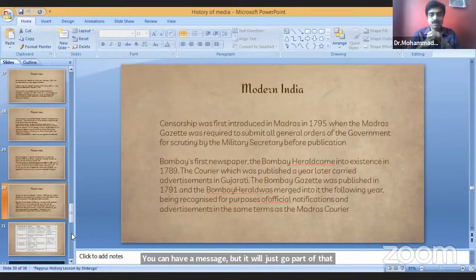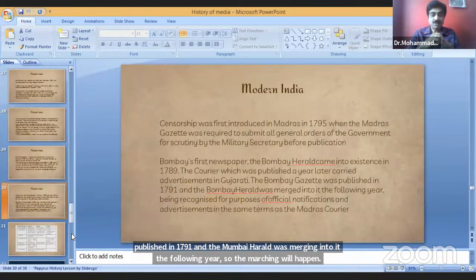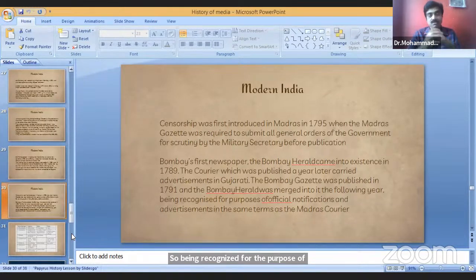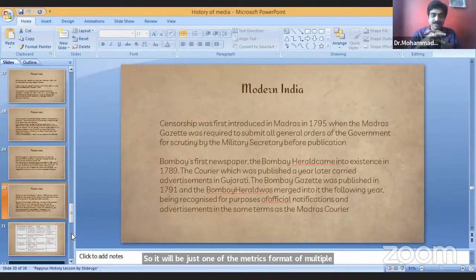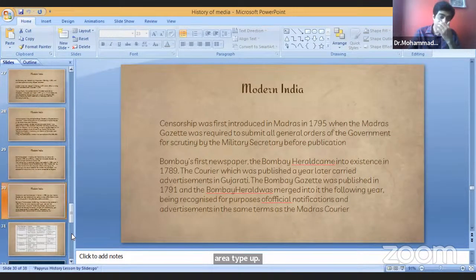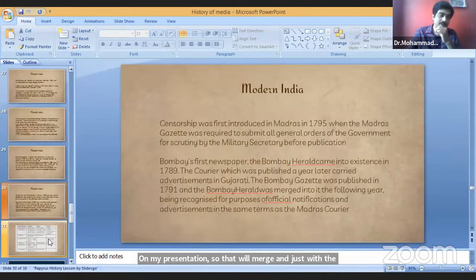Bombay's first newspaper, the Bombay Herald, came into existence in 1789. The Courier, published a year later, carried advertisements in Gujarati. The Bombay Gazette was published in 1791, and the Bombay Herald was merged into it the following year. So the merging happened, being recognized for the purpose of official notifications and advertisements on the same terms as the Madras Courier. It followed the Madras Courier format of presentation, and the pages were presented like the Bengal Herald.